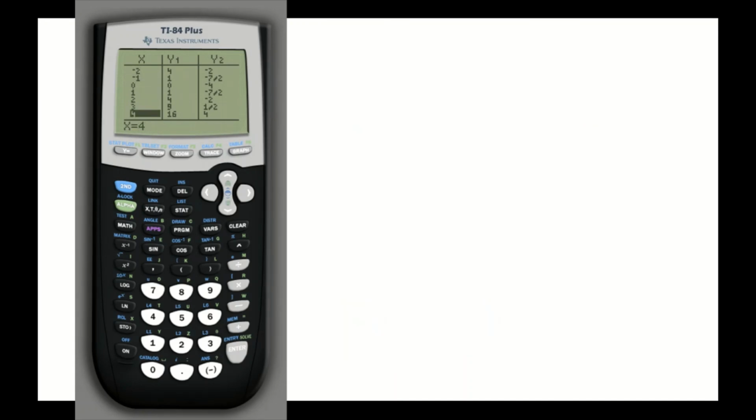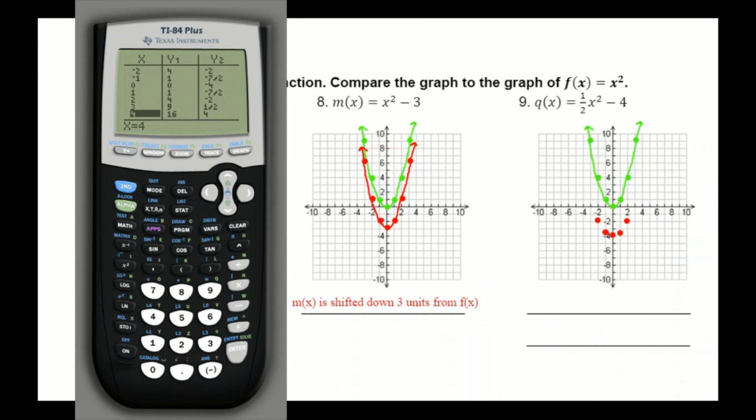Okay, that's not what I wanted. Now we're getting wild. All right, okay. So the next point, 9 divided by 2 would be 9/2. That's 4.5. Move that down 4, puts you at 0.5. So that's probably enough points.